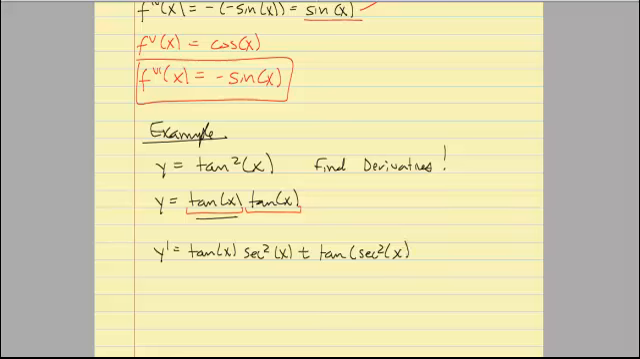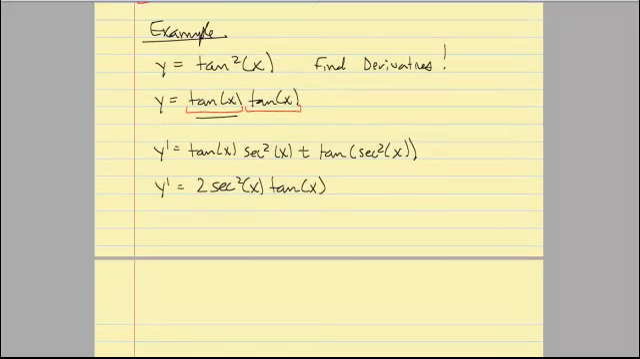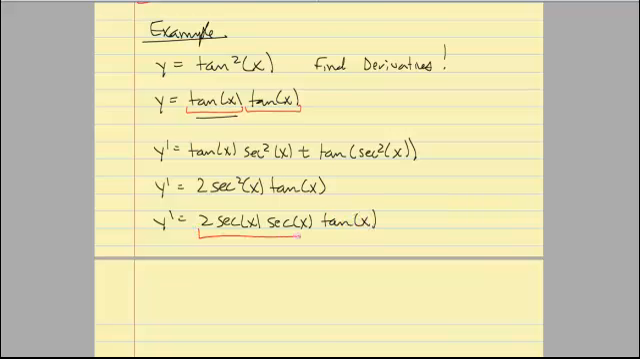Now if I wanted to find a second derivative, I could certainly do that, but I don't want to find a second derivative without simplifying this a little bit first. If I rewrite this, I have 2 secant squared of x tangent of x. I don't know, we might not even find another derivative. If we were to find another derivative, I would write this out again. This would be secant of x, tangent of x. And then I could treat this as one of my factors.